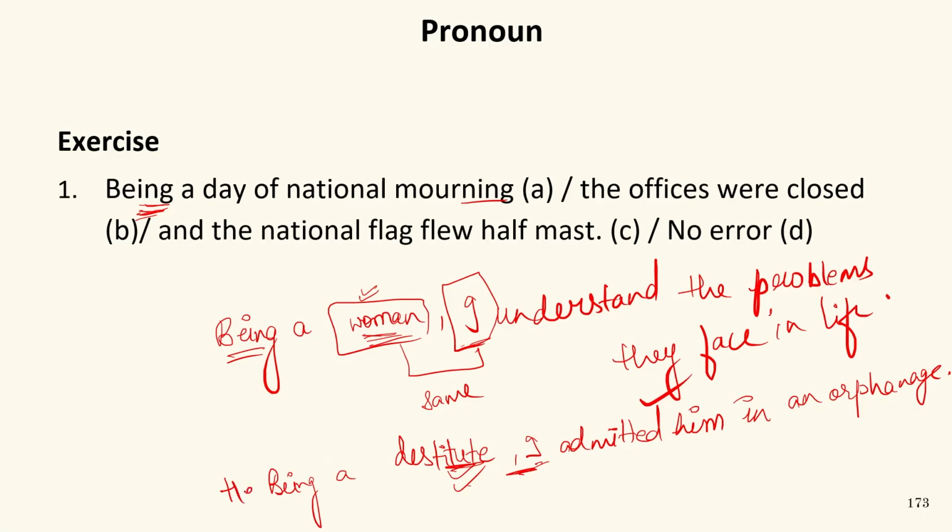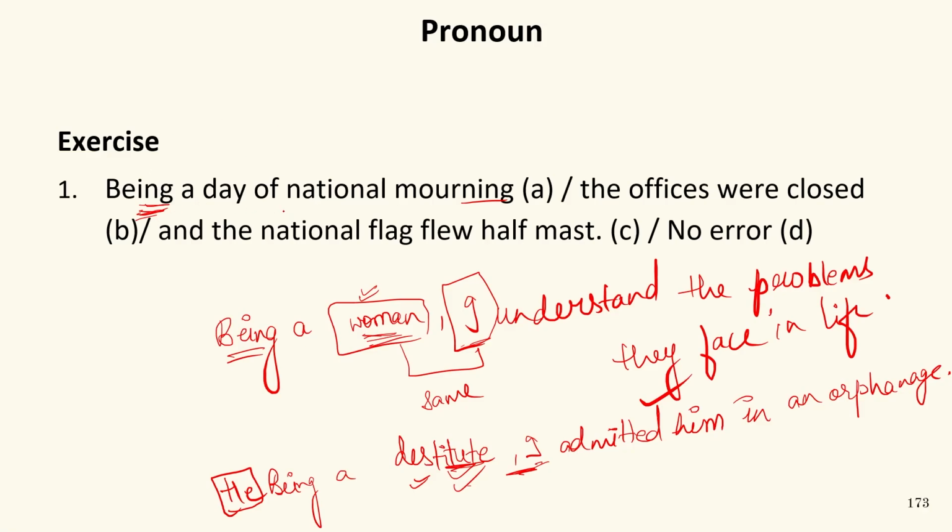So I can write, he being a destitute, I admitted him in an orphanage. So here we need to add a subject, a nominative case, and this nominative case is used for this person, destitute. Because he was the destitute, I admitted him in an orphanage.